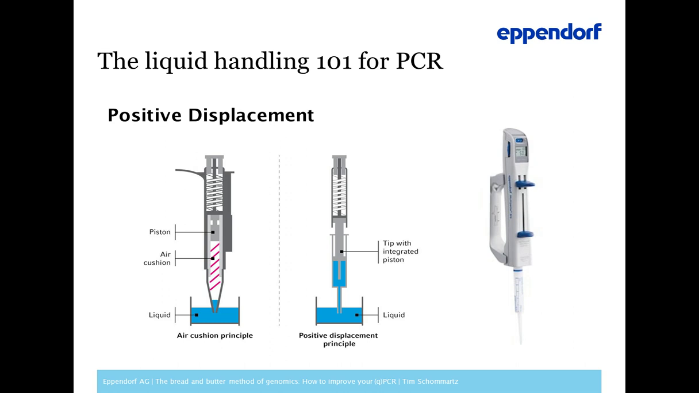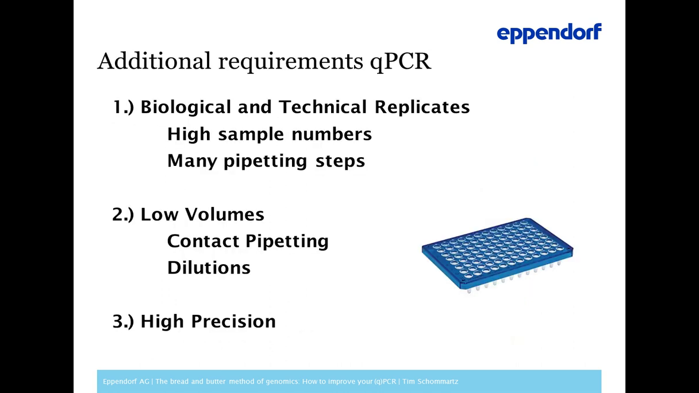In contrast, a positive displacement system, often also called stepper, an example would be the multipette on the right-hand side. The piston is in direct contact with the liquid, and by this you can handle difficult liquids, avoiding effects which are due to the air cushion.